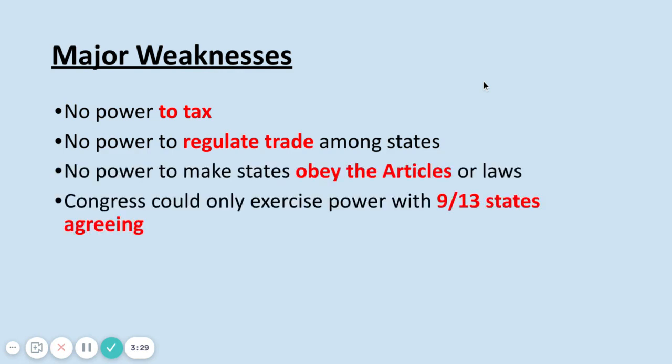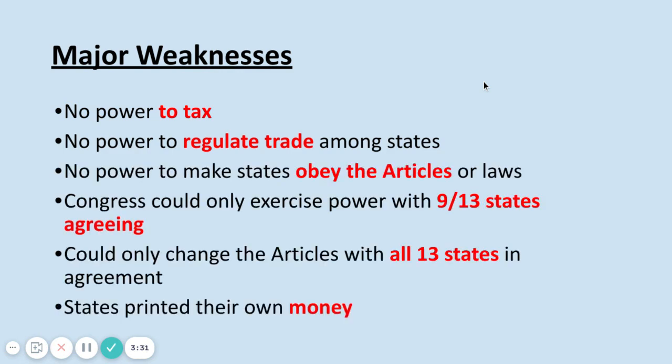However, we will find that the Articles are still extremely weak. They didn't have the power to tax, so they had no way to raise money. They couldn't regulate trade among the states because that was a states' rights decision. Although the states agreed to obey the Articles' laws, they had no way to enforce it. Congress could only exercise any kind of power if they had 9 out of 13 states agreeing. And the only way they could change anything within the Articles was if it was unanimous in all the states.